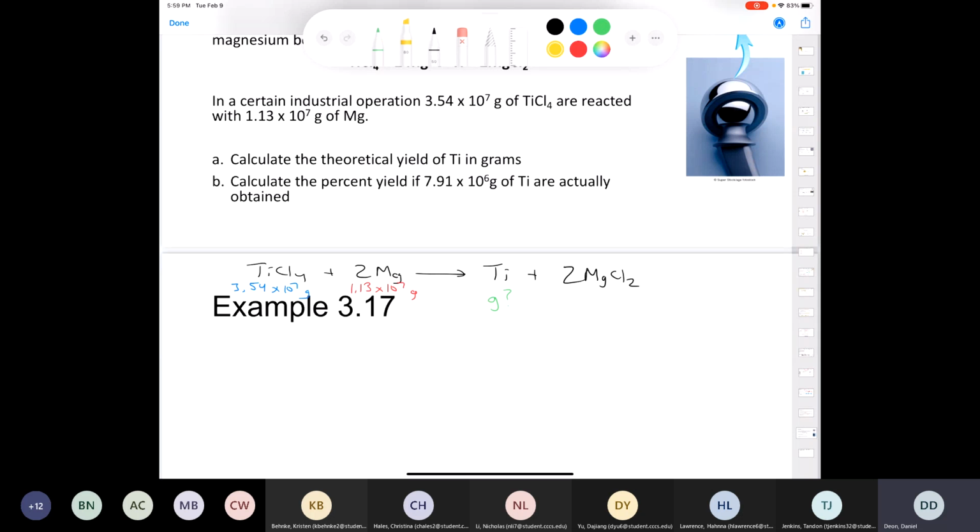Well, this is a limiting reactant problem. What you need to do first is use the mass of titanium 4 chloride and figure out how much titanium you would get, right? Then you're going to do it with the magnesium, same thing, and figure out how much titanium you would get. Whichever one gives you the least, that's going to be the theoretical yield, okay? Because you can't have more than you would get from the limiting reactant, okay? Then you're going to calculate the percent yield if you ended up with that many grams actually obtained.